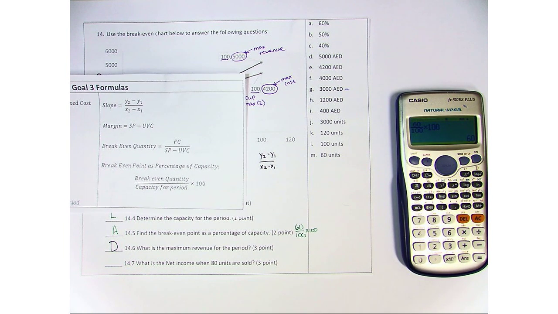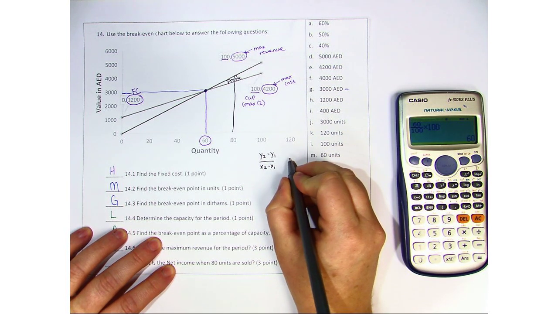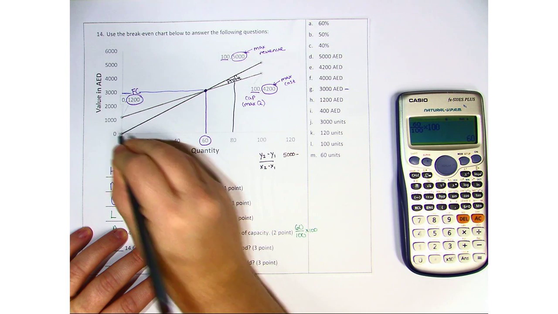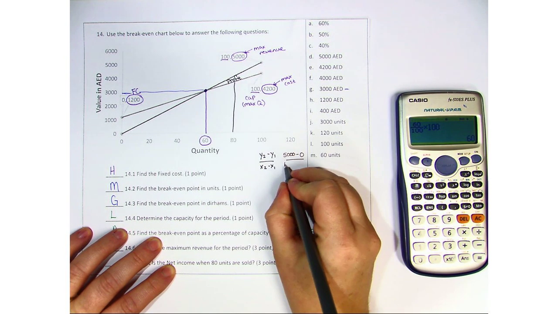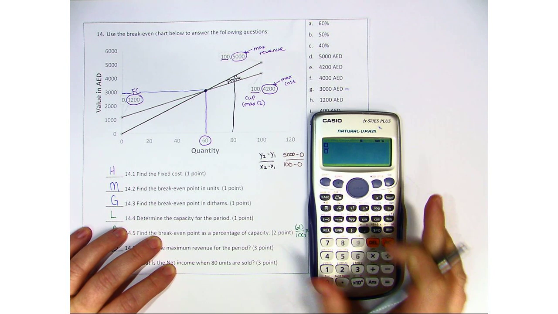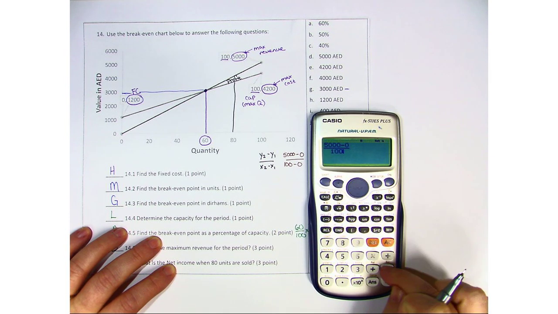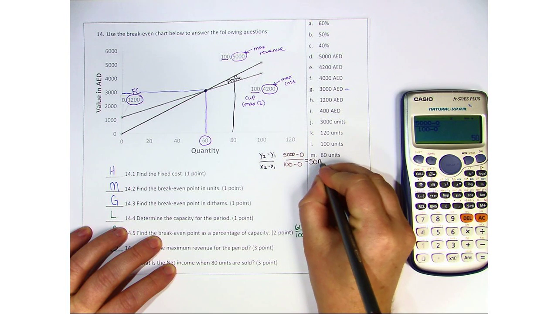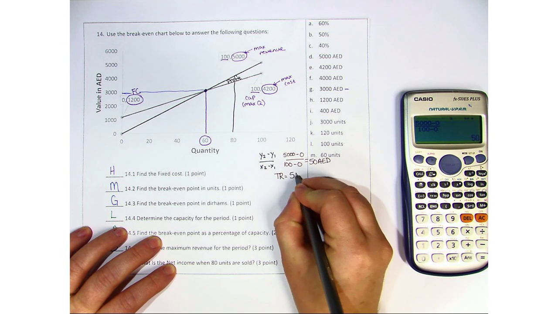So we'll go ahead and start with TR. For total revenue, we're going to take our maximum revenue, 5,000, and subtract our minimum revenue, 0. And then we'll take the maximum quantity and subtract the minimum quantity. So once again, we'll put that into our calculator. 5,000 minus 0 over 100 minus 0, and we get that the selling price is 50 dirhams, which means that my total revenue equation is 50Q.